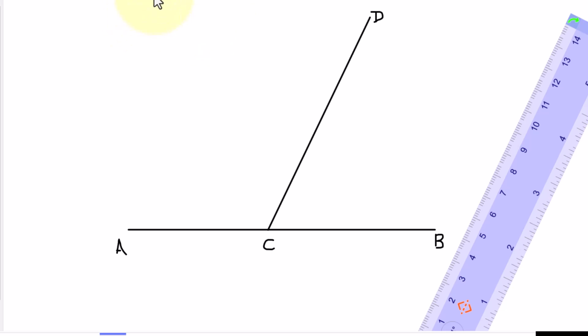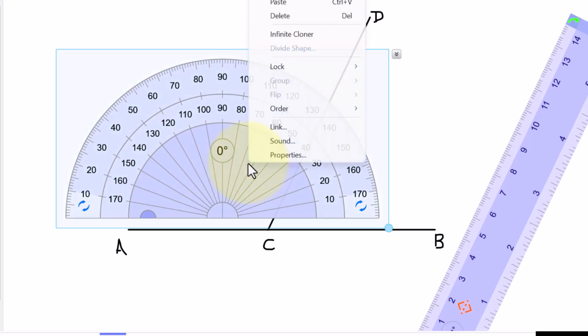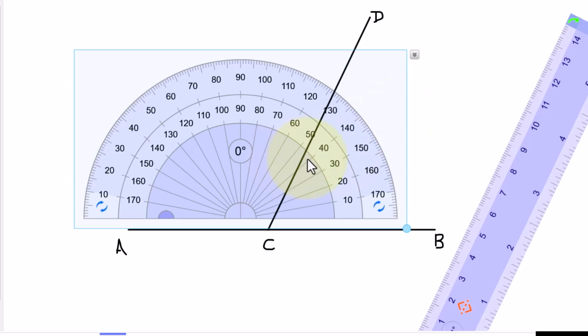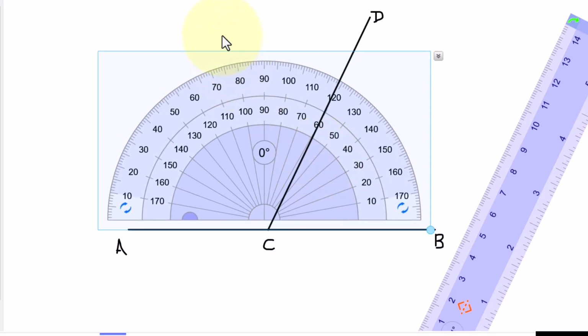Now let's see how we can do it. Get your protractor. This is my protractor. As I always explain, let me take it to the back so that it will appear well and you can see it better. The line will pronounce well. Now you see what I'm doing. Let me get my pencil.